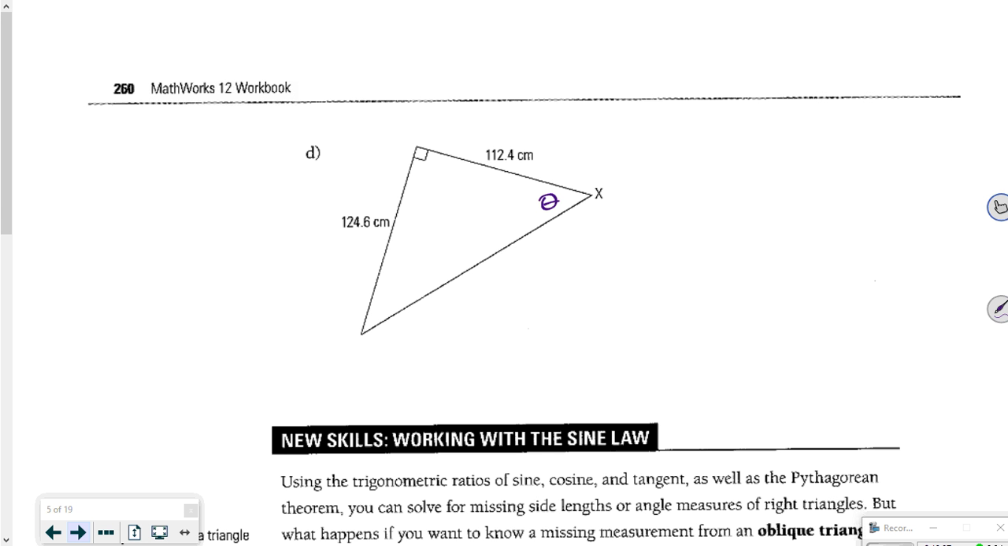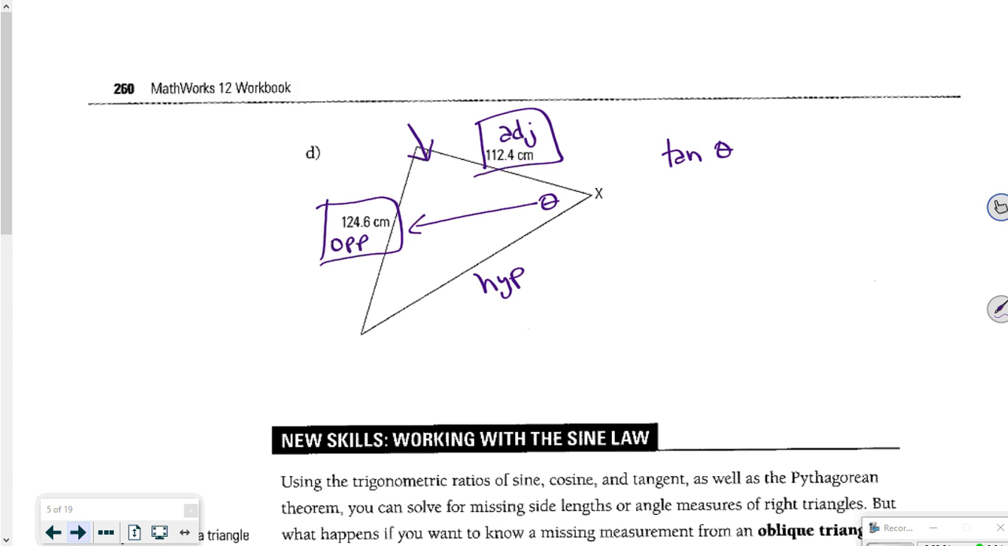Angle X is this one over here. Label our sides. Straight across from the right angle is the hypotenuse. Straight across from the angle we're looking for is the opposite. Third side's the adjacent. So we need a formula with opposite and adjacent in it. O and A is the tan formula. Fill in what we know.